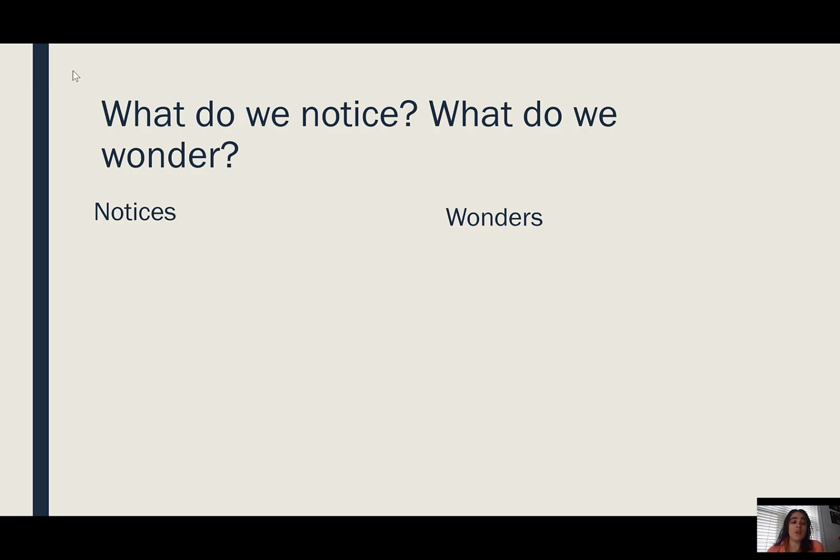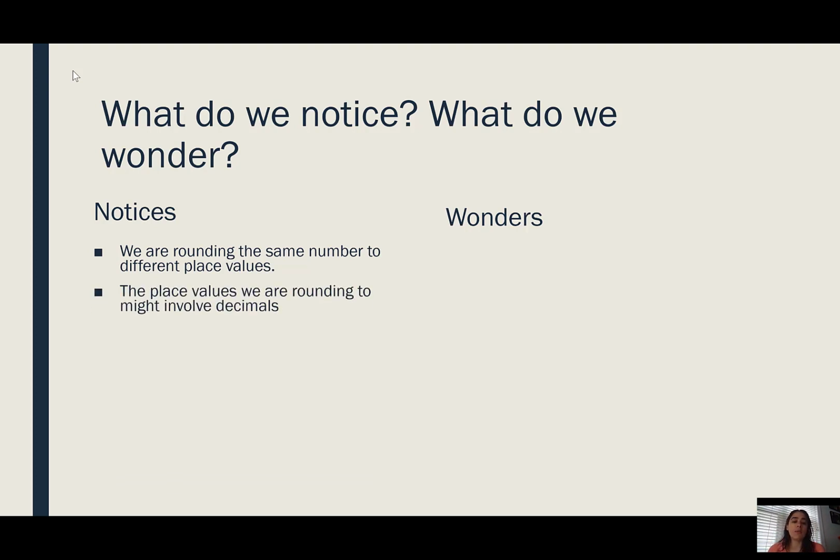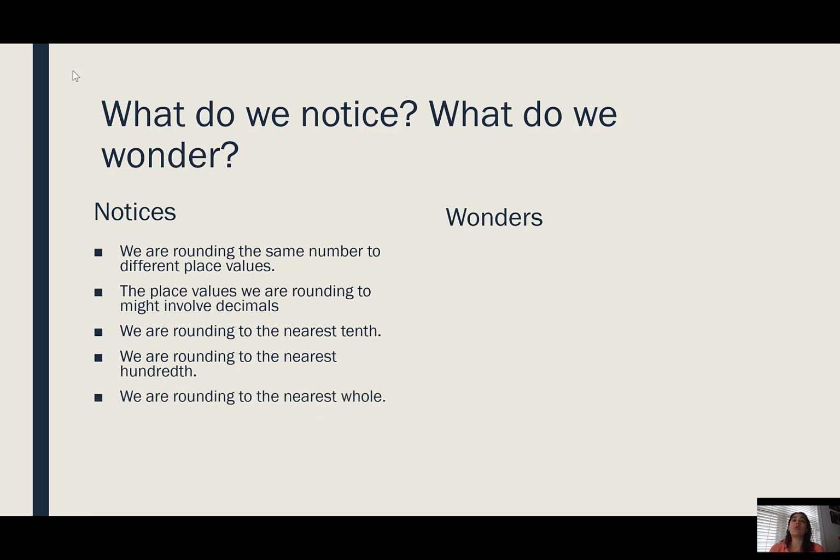All right, what did I notice and what do we wonder when we talk about this problem? So here are some notices that I had. We are rounding the same number to different place values. So we want to think about what that might mean. The place values we are rounding to might involve decimals. We are rounding to the nearest tenth. We are rounding to the nearest hundredth. We are rounding to the nearest whole.